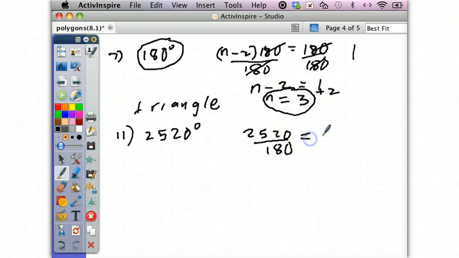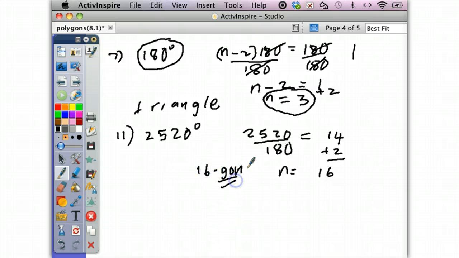So somebody with a calculator who has not done it, 25, 20, divide by 180, what is that? 14. All right, so you get 14. In essence, this is n minus 2 equals 14, so you just add 2 to that. Grant, you see that? Yes. So that's going to be 16 sides, n equals 16. It means we have a 16-gon. Penelope, you follow that? All right.